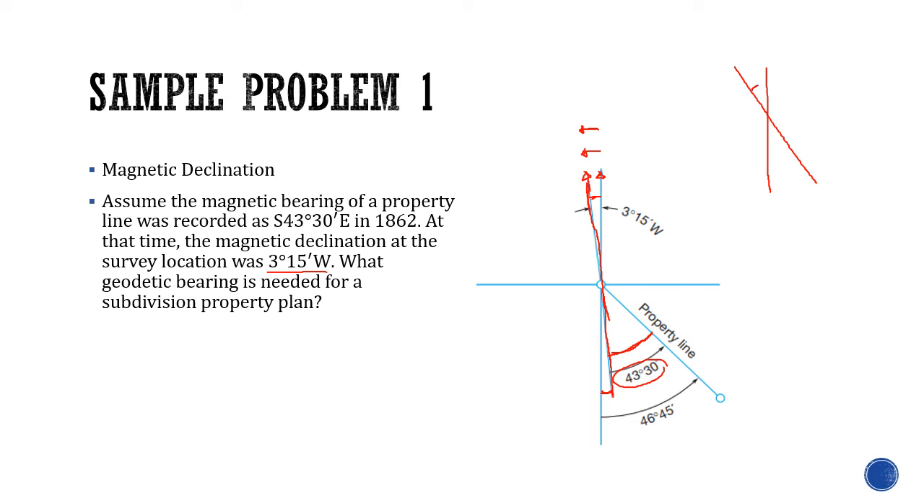Trigonometry, right? This angle is equal to this angle. So the value of this angle is also 3 degrees 15 minutes. Now, what is the bearing with respect to the true meridian? Meaning, what is the bearing when you measure it from the true meridian? What is the true meridian, class? This is the true meridian.